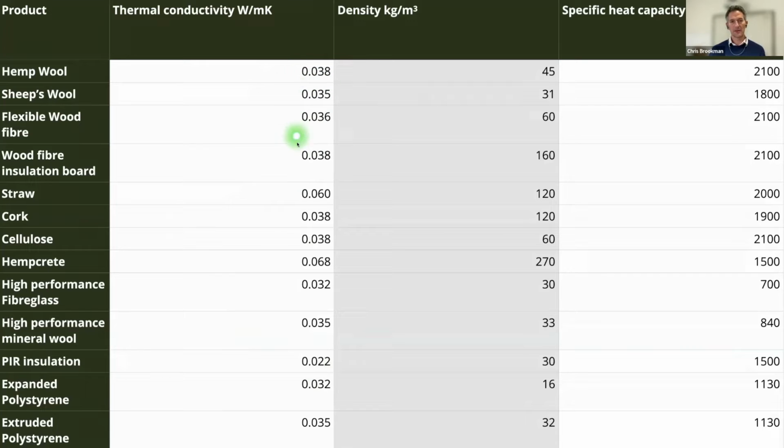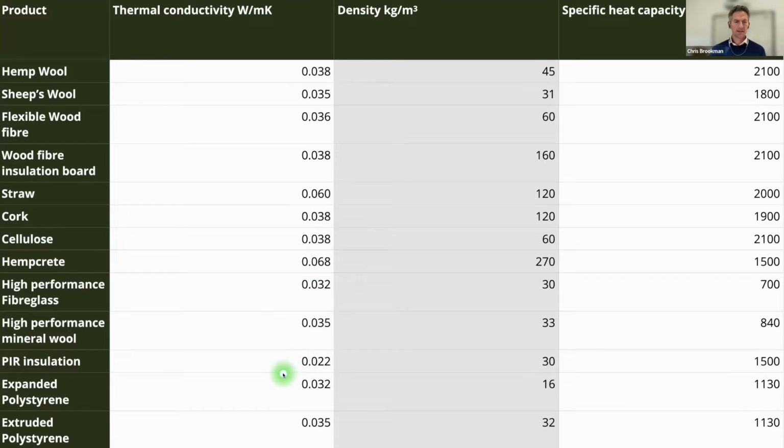You've got typical U values of fibrous materials in the upper 0.3s for wood fibre, sheep's wool in the middle there, straw around about 0.6. Cellulosic materials tend to get down to about 0.038. Then you go on to the synthetic materials, and they do come down a bit. You've got 0.032 for fiberglass, 0.035 for mineral wool. PIR is a bit of an outlier at 0.022, which is why people tend to err towards it.